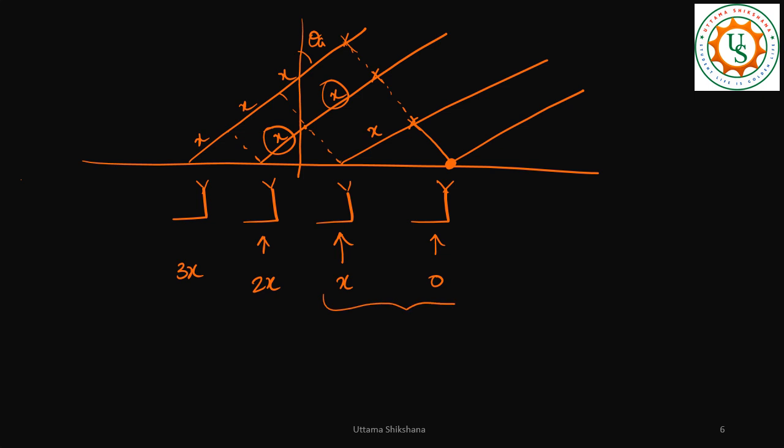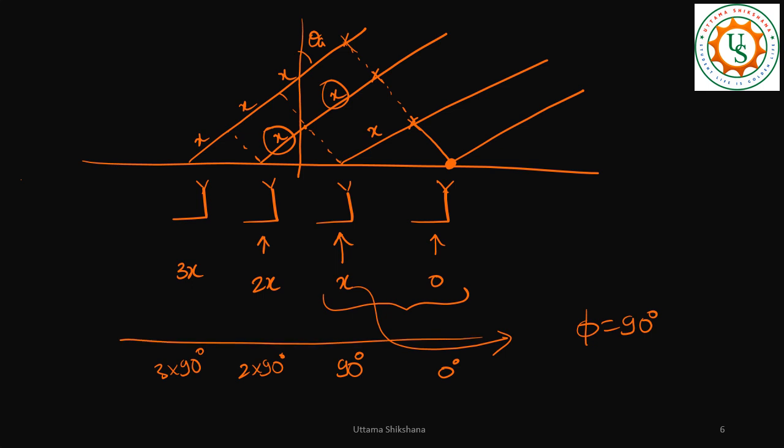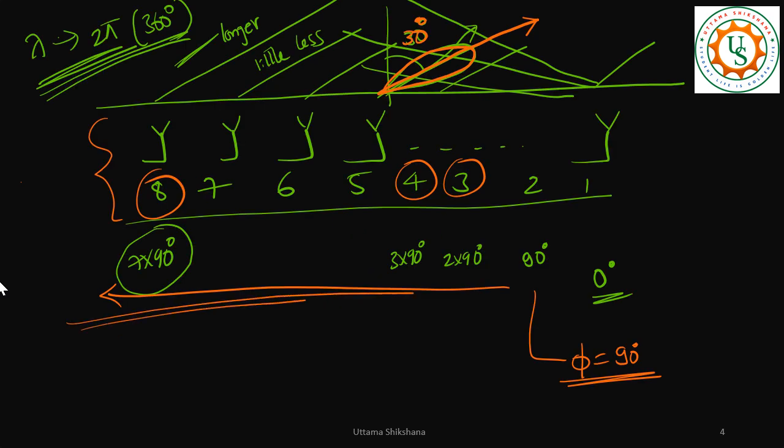For these two we had already derived: if it has to travel a distance x, then the phi value I have to give is 90-degree. If this is 0 degree, then this is 90-degree. Then for 2x I have to give 2 into 90-degree, and this is 3 into 90-degree. That is what I was explaining in the previous video. I hope with the figure it is much clearer to you. That is what I had given here. Even for 8 antennas, the concept remains the same, and it will be 7 into 90-degree.